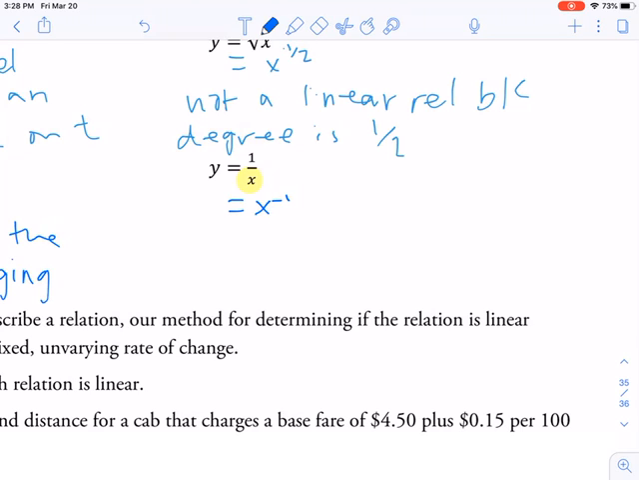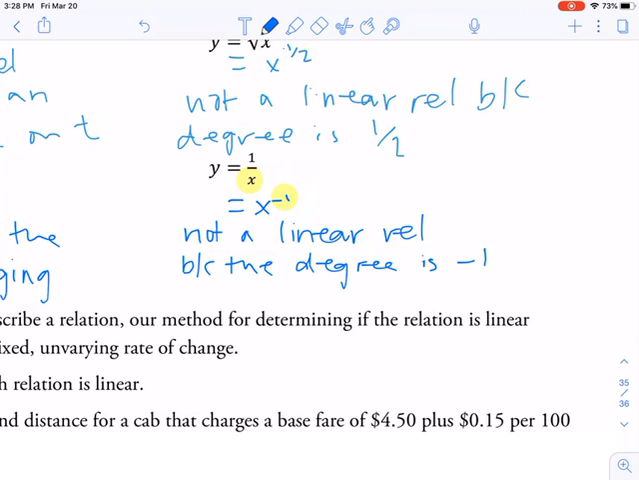Because of that, again, we can see that while there is a 1 involved in the exponent, it isn't actually equal to 1. It's -1. And so again, this is not a linear relation, because the exponent isn't equal to 1. It's equal to -1. So because the degree is -1, okay? And we need it to be exactly +1 for the linear relation to exist. In this case, it is not a linear relation because the degree doesn't fulfill those terms.